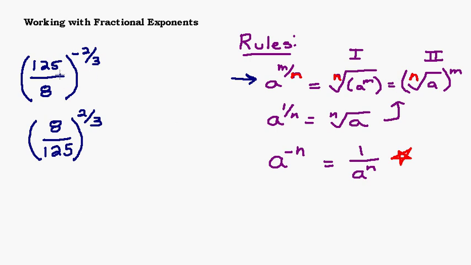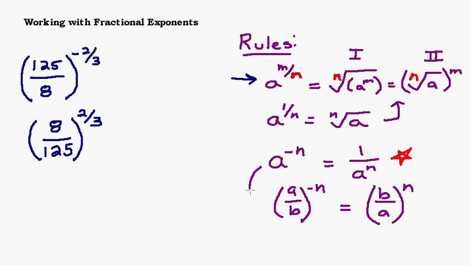So see what I did there? I just flipped the 125 over 8 to 8 over 125, and that allows me to get rid of the negative on the exponent. That's what this rule is saying. Notice the a is going from the numerator to the denominator. You could write a separate little rule for fractions, a special case of the negative exponent rule. If you have a fraction to a negative exponent, you just flip your fraction over, and then you can change your exponent to a positive. That's kind of a special case of the primary rule.